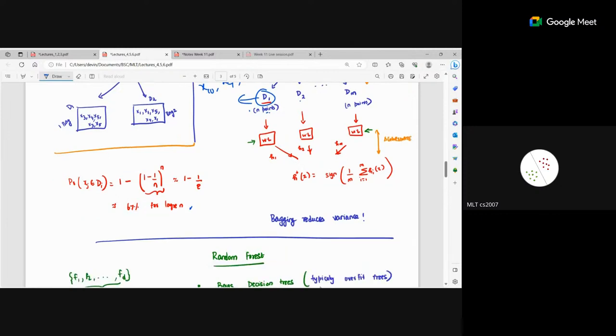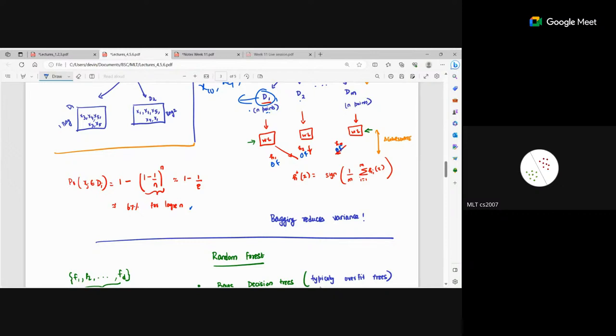So for using these endpoints, just like we said, we'll be randomly selecting with replacement, and using these points you'll be fitting one model. Similarly, you'll be fitting for D2 as well, and so on up to DM. Each and every model is going to be an overfit model.